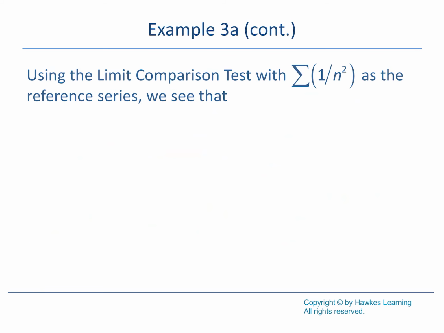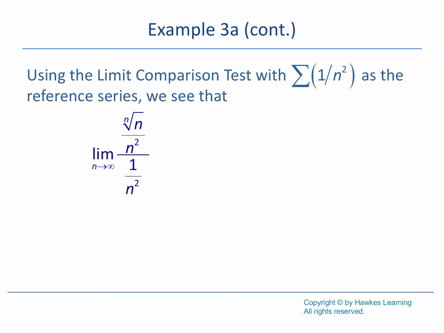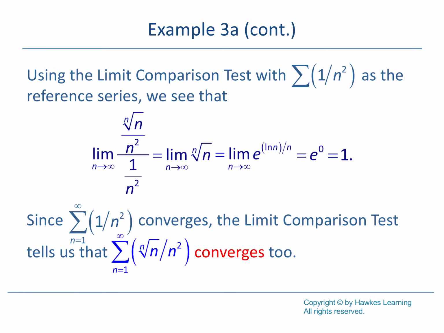Okay. All that is to say, we can use the limit comparison test here with 1 over n squared. We get this limit, and that limit eventually approaches 1. Cool. So, since 1 over n squared is a convergent p-series, then our new series is convergent too by the limit comparison test. Because the ratio of their terms approaches a constant number. That's why they go together.